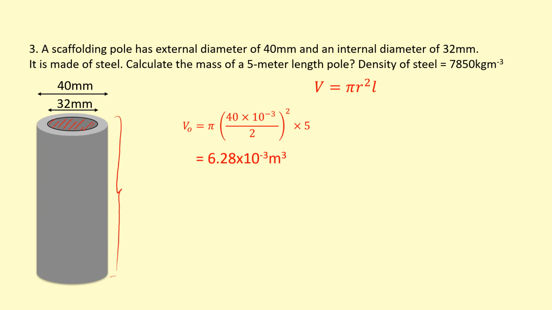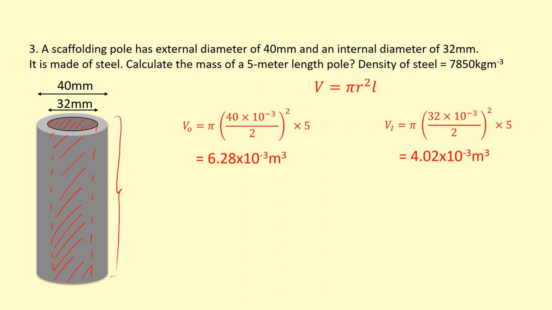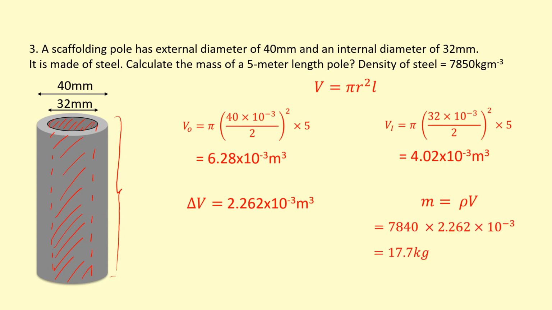Then I'm going to subtract the volume of the hollow space in the middle. So inside, there's just a lot of empty volume there. I'm going to subtract that so I get the actual volume of steel there. Okay, so I'm going to figure out the internal volume there, subtract it to get the volume of the actual steel the pole is made out of. So then I can multiply by the density of the steel, and that gives me the mass of the pole, which is 17.7 kilograms. That's a sensible number.